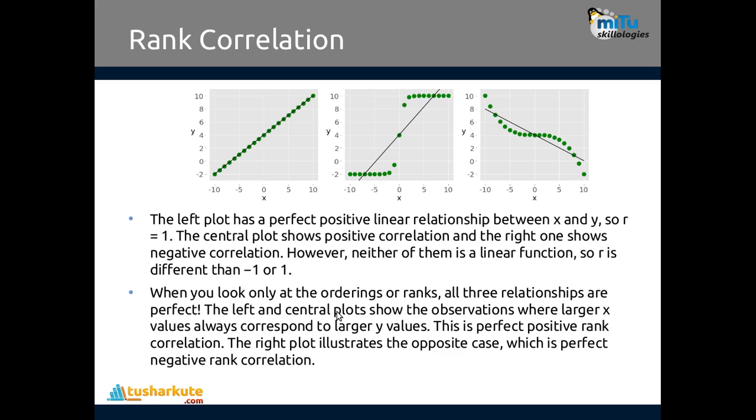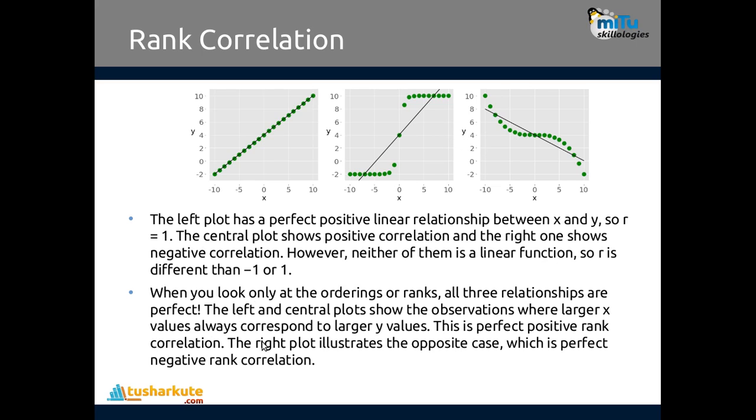The left plot, this one, okay, perfect positive linear relationship between x and y, so r is equal to 1 for this case. The center plot, this one, positive correlation is present. And the right one, this one, is containing negative correlation. However, the linear function is not there. So this is not perfectly linear. This is also not perfectly linear. But positive and negativity is present over there. They are having some function by which their deviations are possible. So for this case, r will be different for both of these cases.